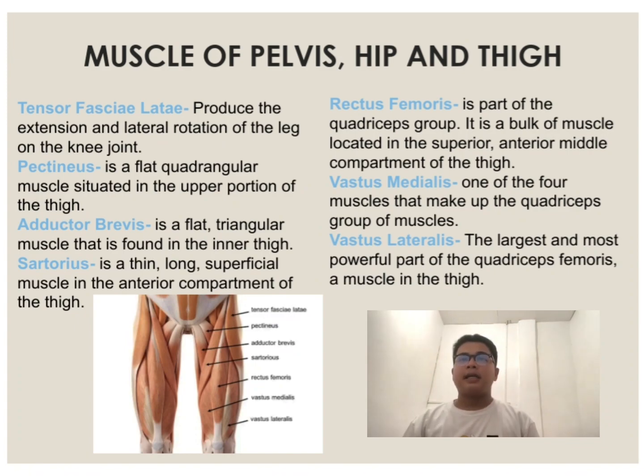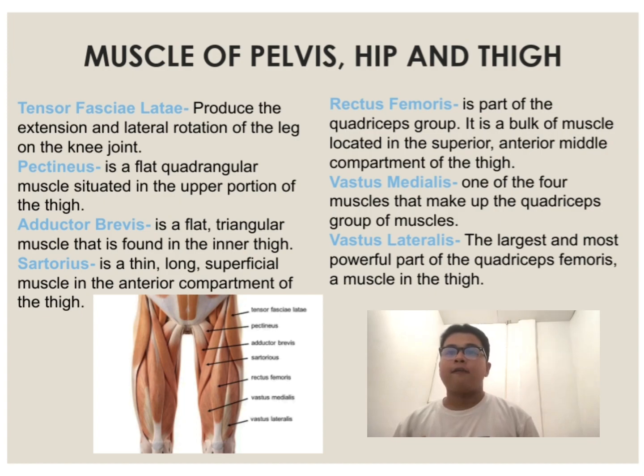Muscles of pelvis, hip, and thigh. Tensor fasciae latae produces the extension and the lateral rotation of the leg on the knee joint. Pectineus is a flat quadrangular muscle situated in the upper portion of the thigh. Adductor pubis is a flat triangular muscle that is found in the inner thigh. Sartorius is a thin, long, superficial muscle in the anterior compartment of the thigh.